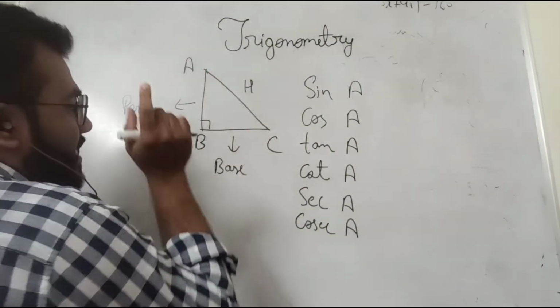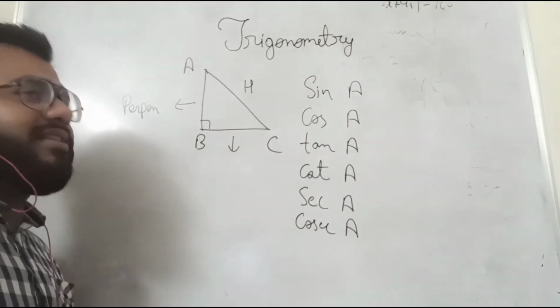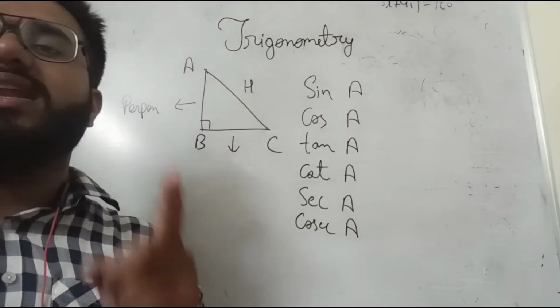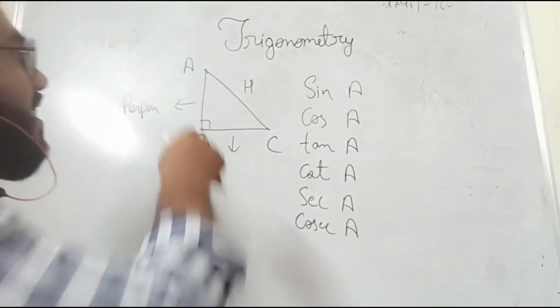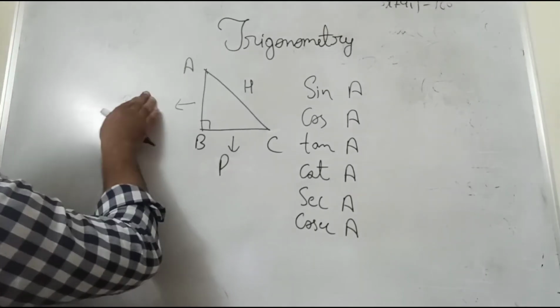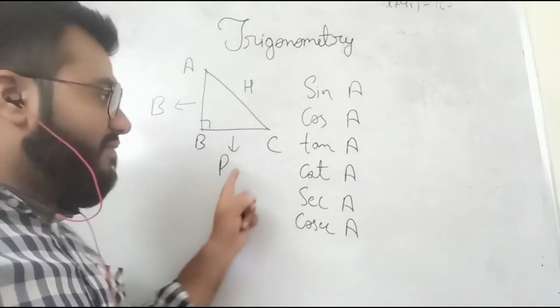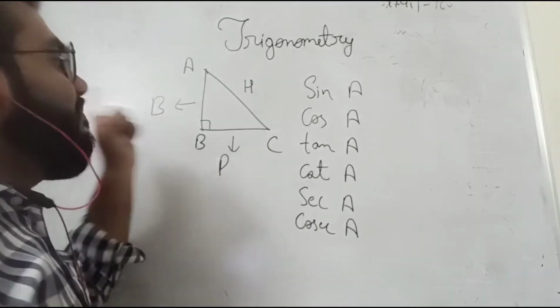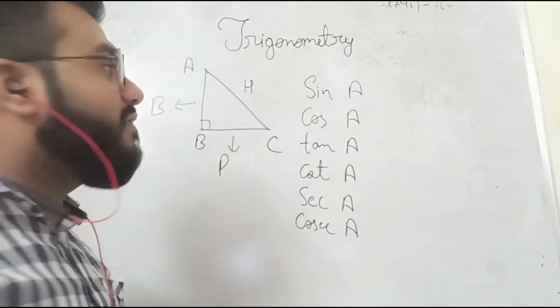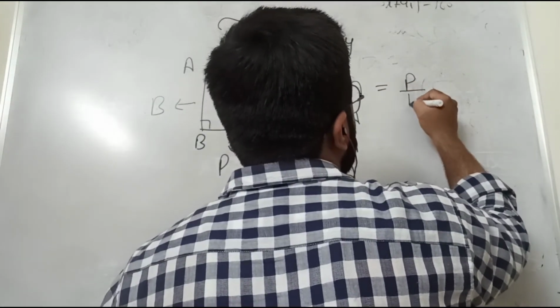Students, we have to keep one thing very clear in our mind: perpendicular and base are always interchangeable. So here this will be the perpendicular and this will be the base. Clear? Now here we have the perpendicular and here we have the base. The formula of sine is always equal to perpendicular upon hypotenuse.